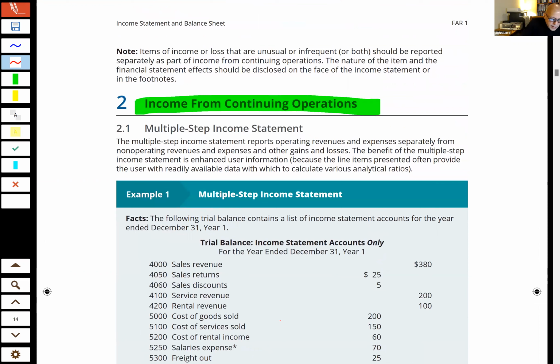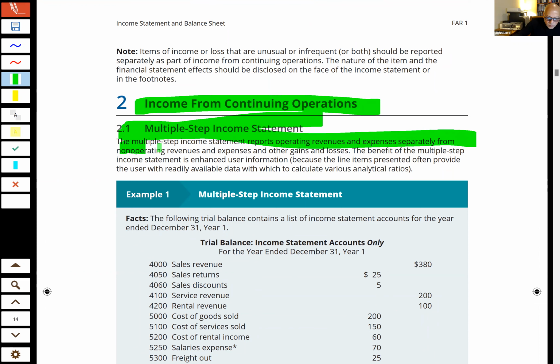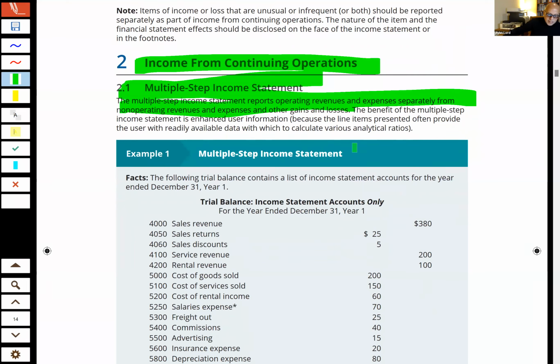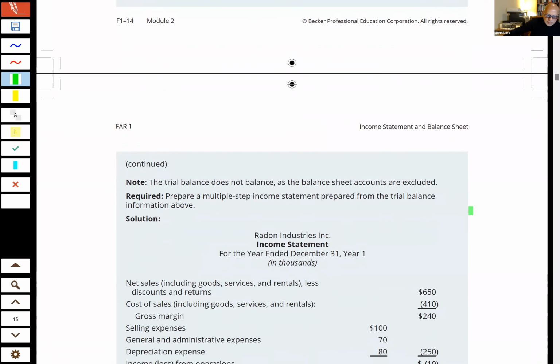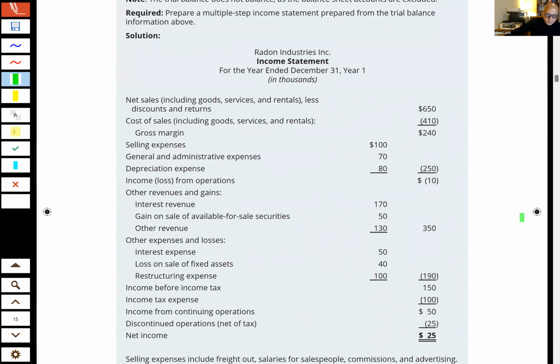Now, when we look at the multiple step approach, okay, they tell us that we will report our operating revenues and expenses separately from what? Non-operating items. So let's just take a look, guys, and don't worry about how they turn this into an exercise. Just come over and let's look at this multiple step income statement.